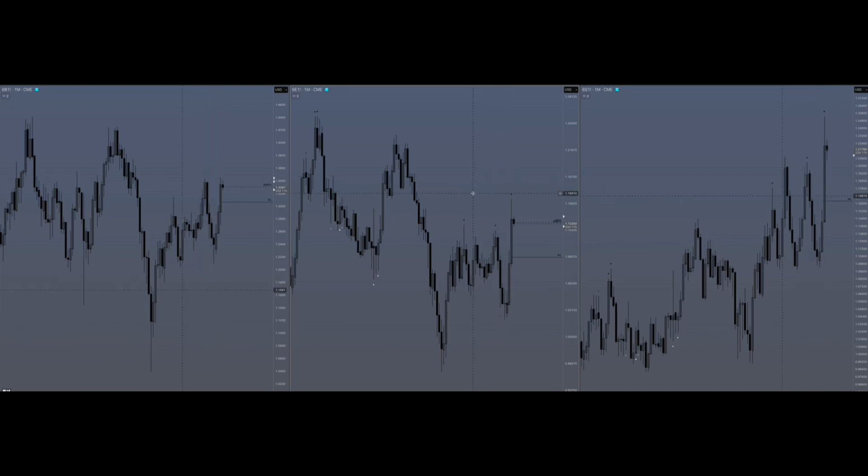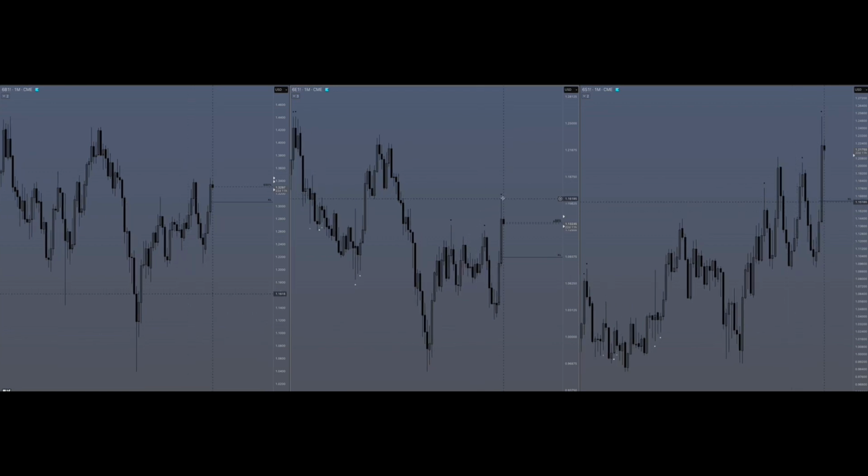So that's the cycles. I don't have any horizontal lines for them because it clutters up the chart, and when you're looking at higher time frames, I don't think you need it. But I'm open to suggestions, so if you need anything and it's not available, let me know.